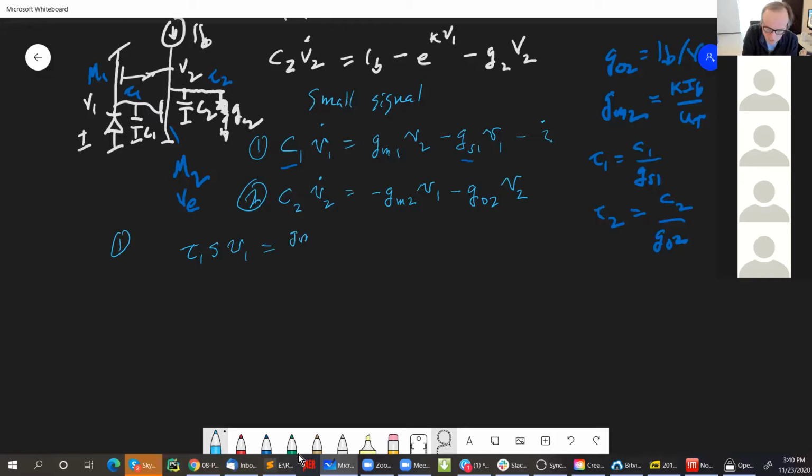That's equal to GM1 divided by GS1 times V2 minus V1 minus I, the current divided by GS1. So current divided by conductance. So that's already kind of nice, because what do we know about this expression right here? What's GM1 divided by GS1? In other words, what's the ratio of transconductance to source conductance? It's just 1 over kappa, right?